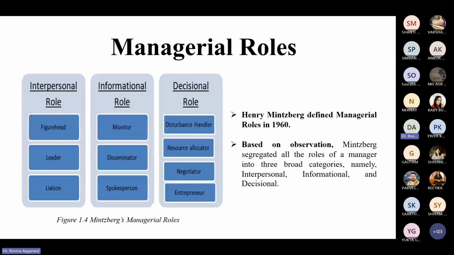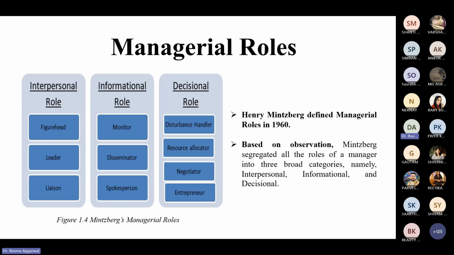So within this managerial framework, there are different roles which were defined by Henry Mintzberg. Henry Mintzberg ने 1960 में based on the observation कई सारे roles को categorize किया. These are the roles what a manager is expected to fulfill when he turns out to be a manager. So broadly उसने सारे roles को 3 category में develop किया. First is interpersonal role, second is informational role, last is decisional role.